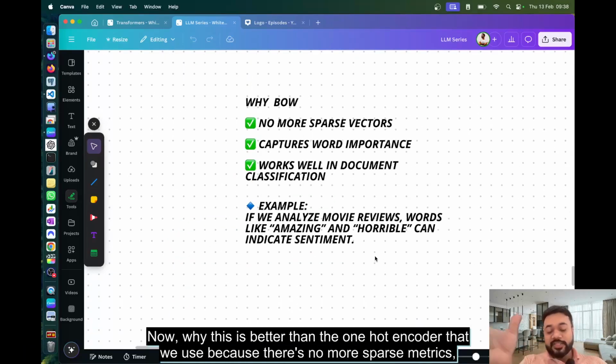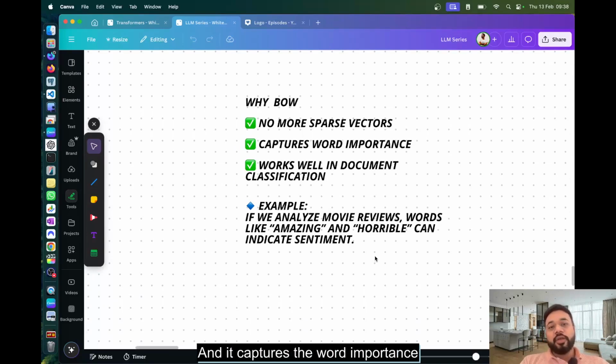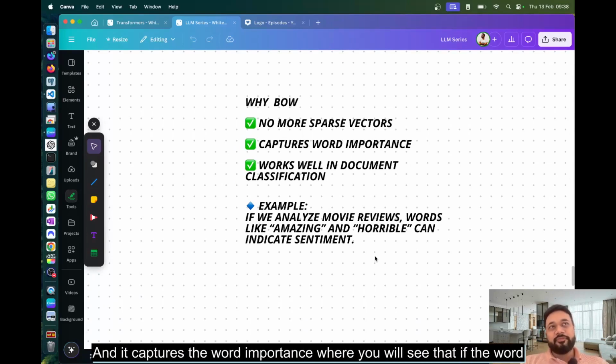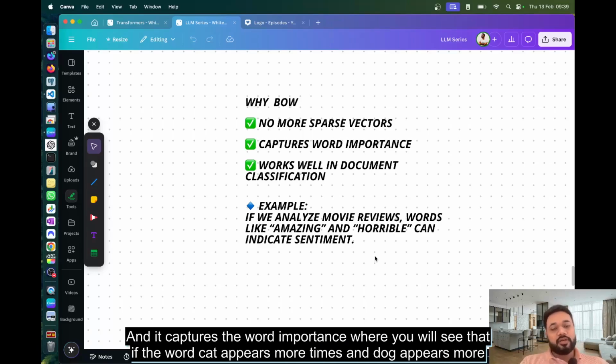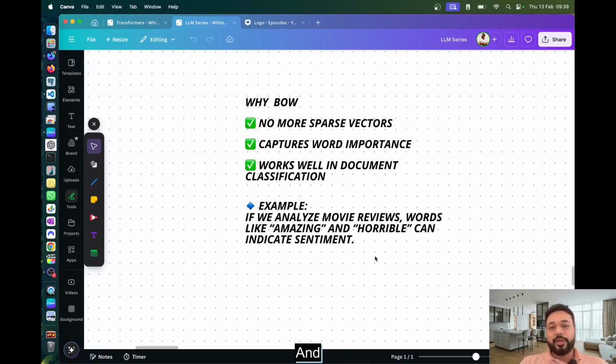Now, why is this better than the one-hot encoder that we used? Because there are no more sparse matrices, the long 0, 1 matrices that we had. And it captures the word importance, where if the word "cat" appears more times and "dog" appears more times, it will give more importance or more weightage to those kinds of words.